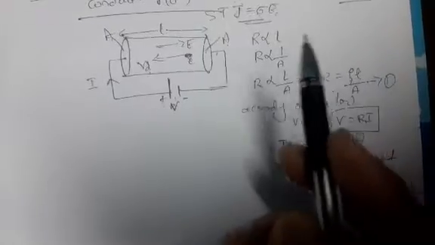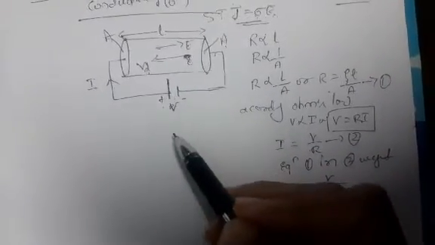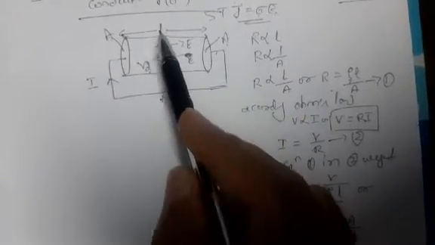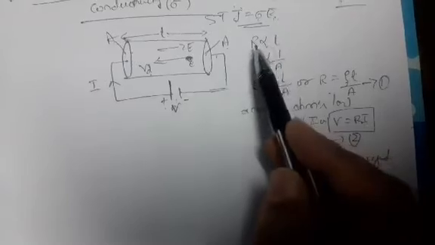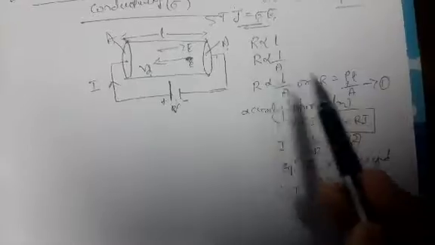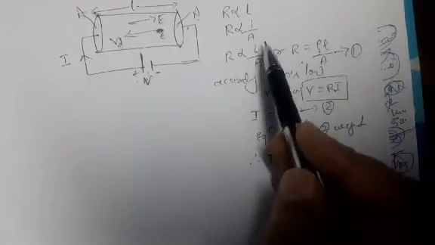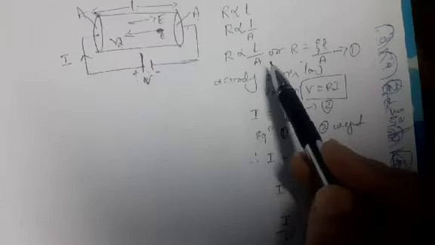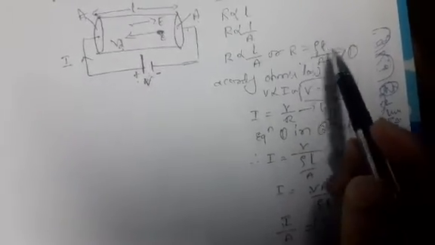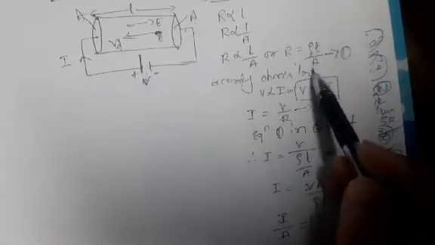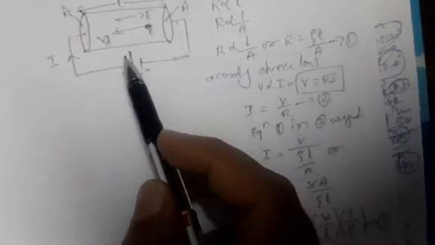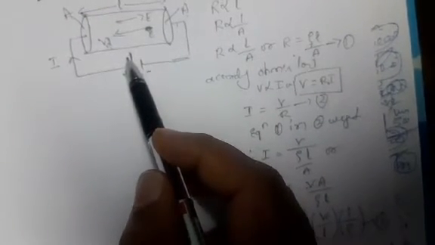This diagram shows that the resistance of a conductor is directly proportional to length and inversely proportional to area. R is proportional to L, and R is proportional to 1 by A. Combining these two, R is proportional to L by A. When we remove the proportionality, we get rho. Rho is a constant called resistivity. R is equal to rho L by A, that is equation number 1. Resistivity means the resistance of a conductor of unit length and unit area.